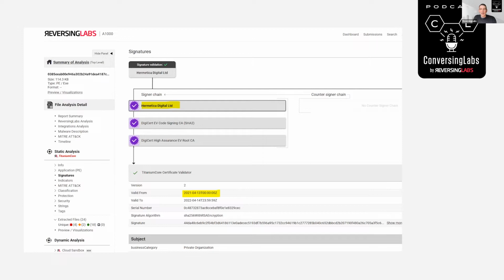So this was an issued certificate, not simply one that was stolen. It was issued to the threat actors who were posing as Hermetica Digital Ltd. Again, not a software publisher, so it shouldn't need a code signing certificate, but one was issued to them as far back as April 2021. That pushes the date back almost a year before the actual attack. Yeah, the use of stolen or forged certificates is nothing new.